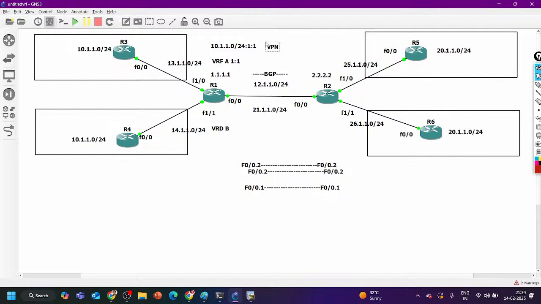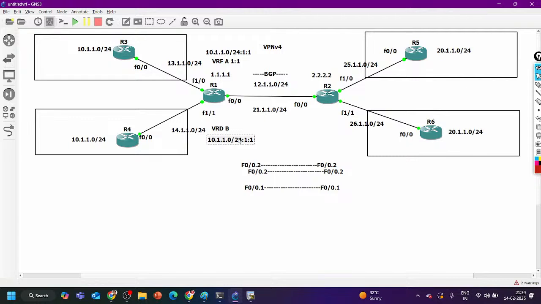VPN v4 that we'll discuss in the last class, and I will tell you more about RD and RT values also. RD is used to differentiate the prefixes, and RT is used to import and export the prefixes. Now router 1 is going to advertise this prefix to router 2, and in the same way we have the same network in VRF B also.